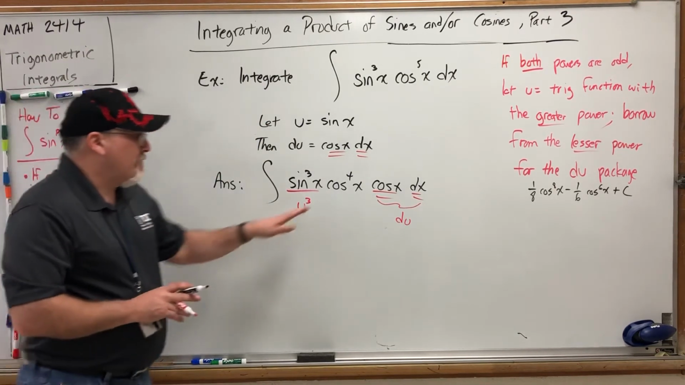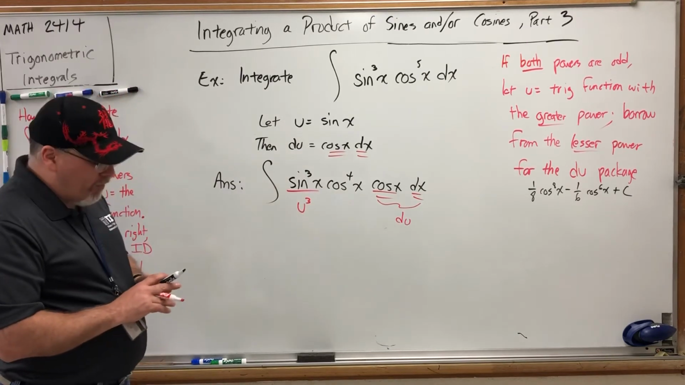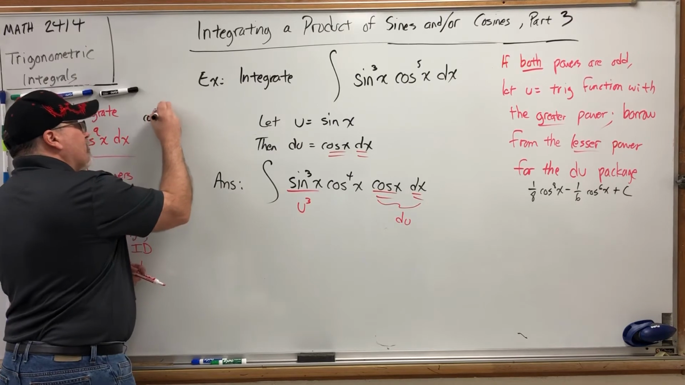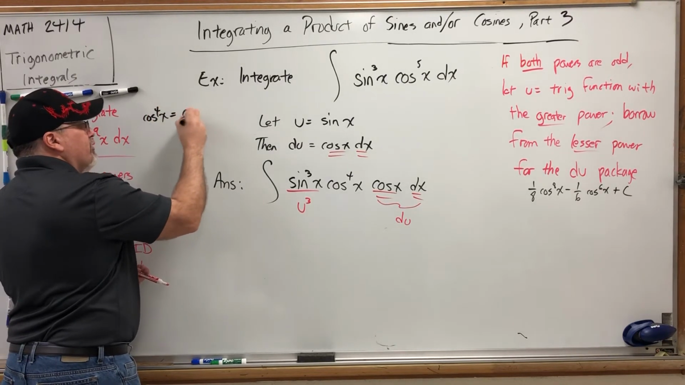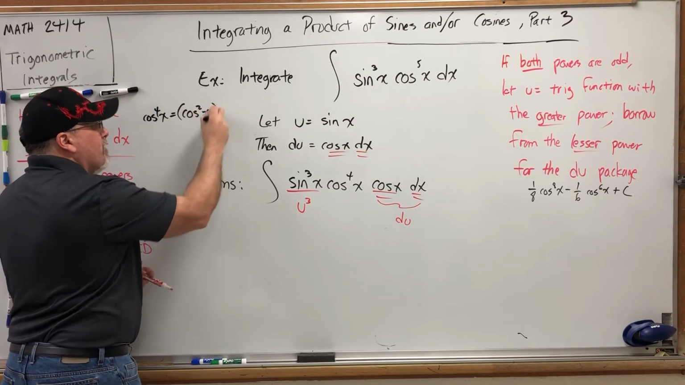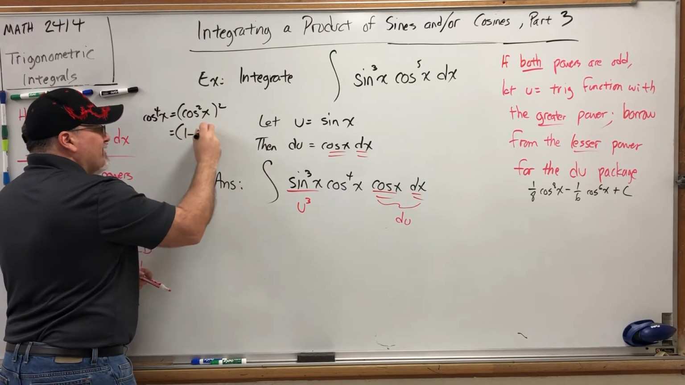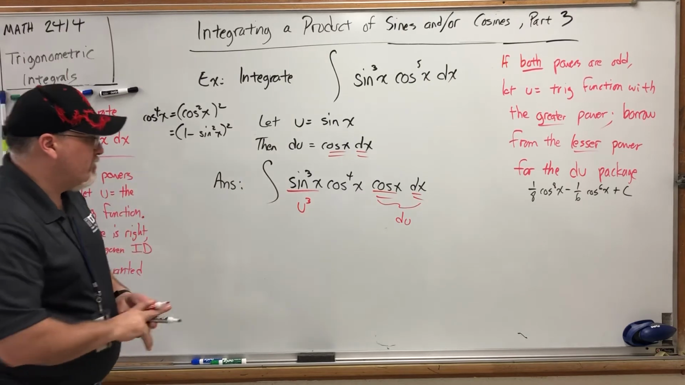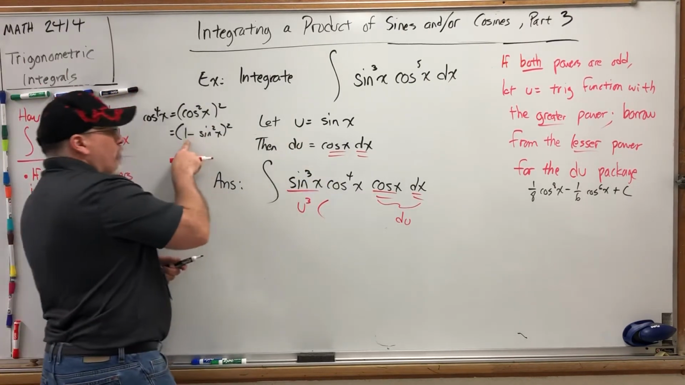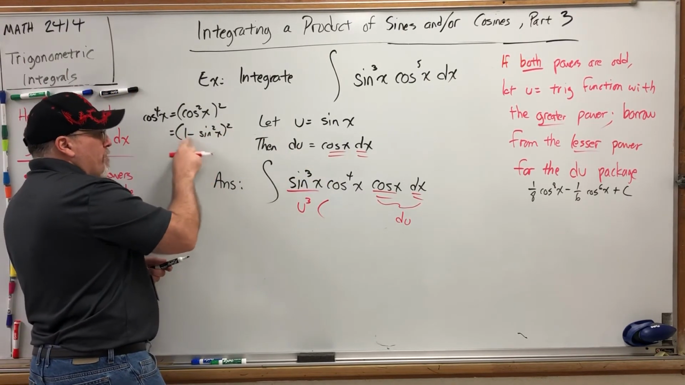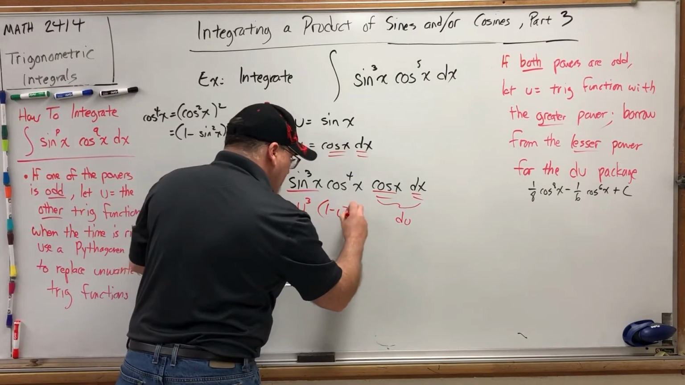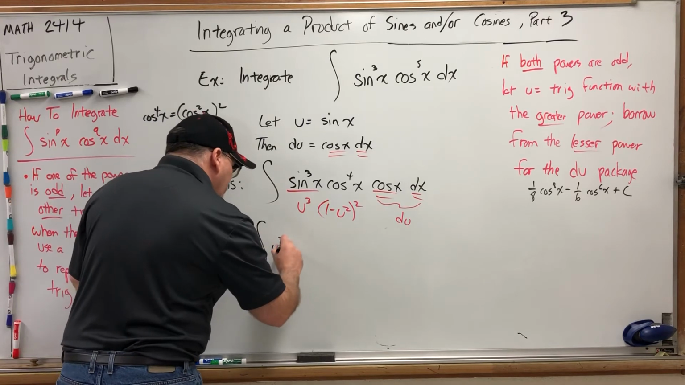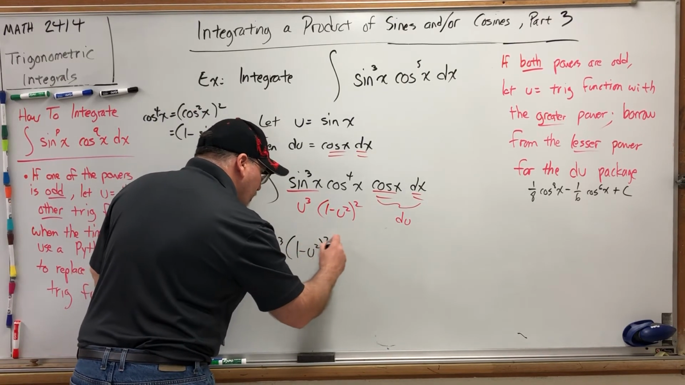Well, we've already talked about how to take something like cosine to the 4th and turn it into sines. Just to recap, cosine of the 4th x is equal to cosine squared x squared, which is equal to 1 minus sine squared x squared, and then the sine becomes u for this substitution. So cosine to the 4th becomes the square of 1 minus u squared. So our integral is now the integral of u cubed times 1 minus u squared squared du.